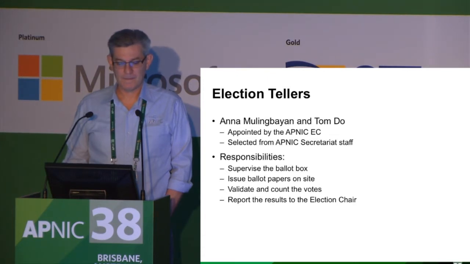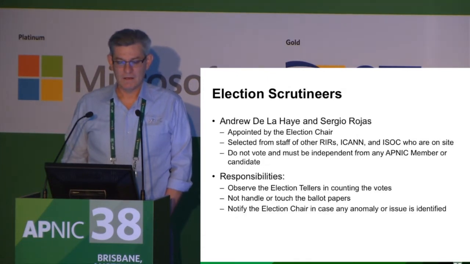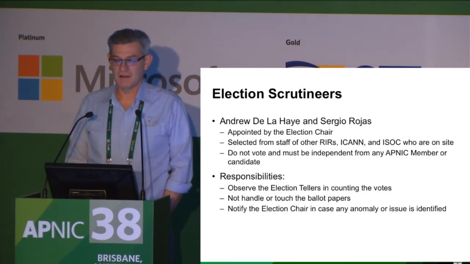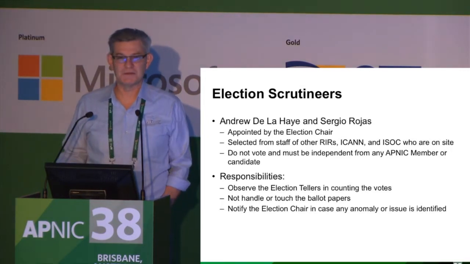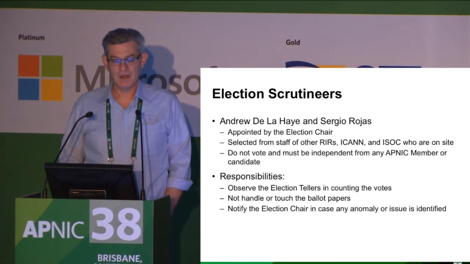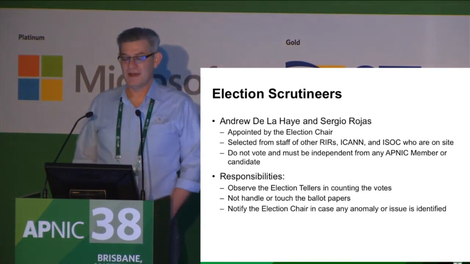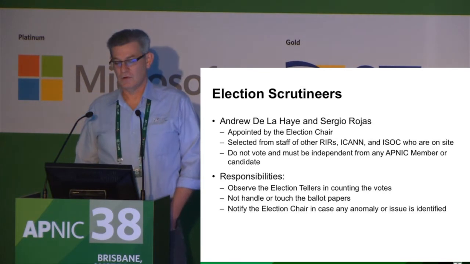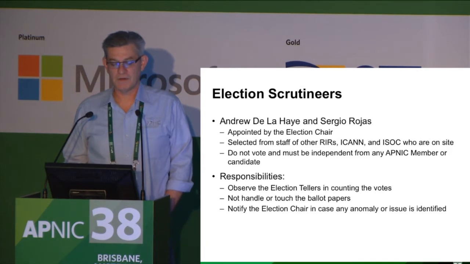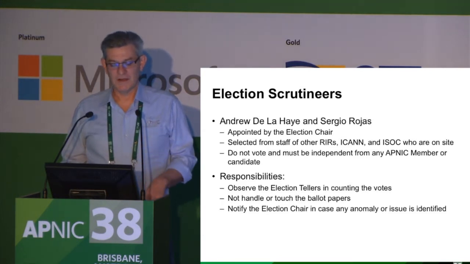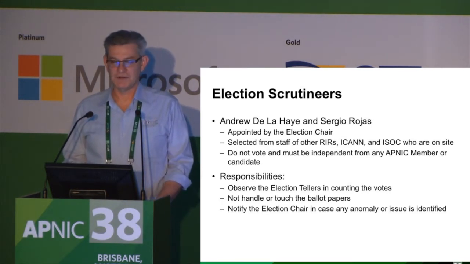We've got 2 election scrutineers, Andrew and Sergio. They're appointed by the election chair, and they're selected from staff of other ISTAR organisations, RIRs, ICANN or ISOC, whoever happens to be on site and is willing to do the work. So they can't vote, and they've got to be independent from APNIC members or the candidates. Their responsibilities are to observe the election tellers while they're counting the votes, but they don't handle or touch the ballot papers. And importantly, they notify the election chair in case of any anomaly or issue.